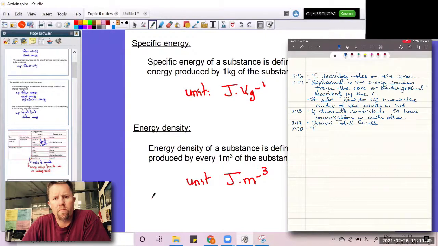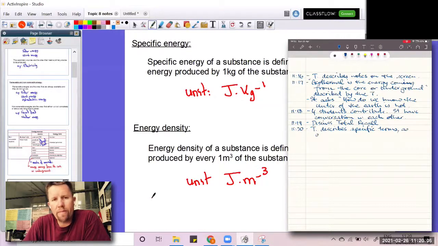So the first one is defined as, and again, the definitions are important, is defined as the amount of energy produced by 1 kilogram of a substance. So if I use 1 kilogram of a certain source of energy.